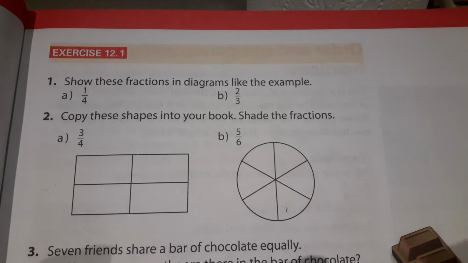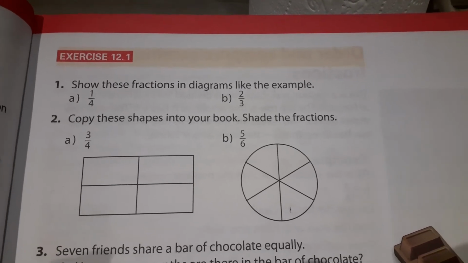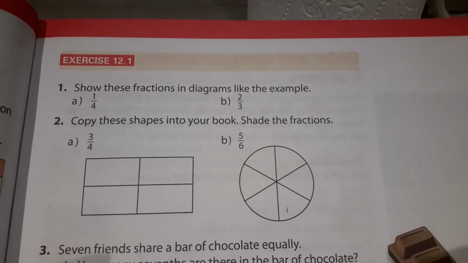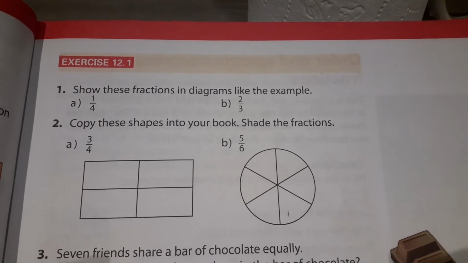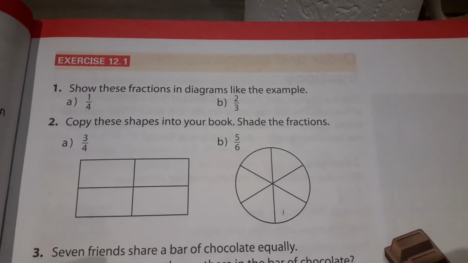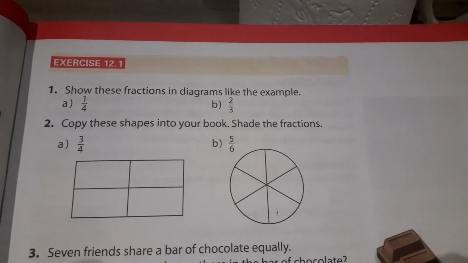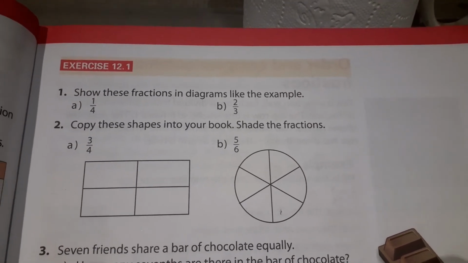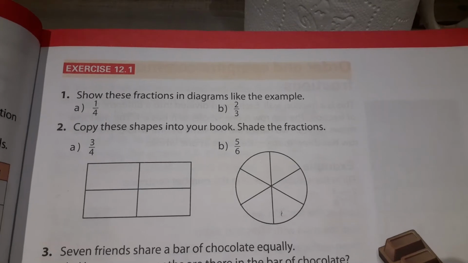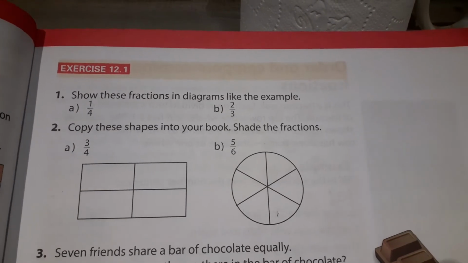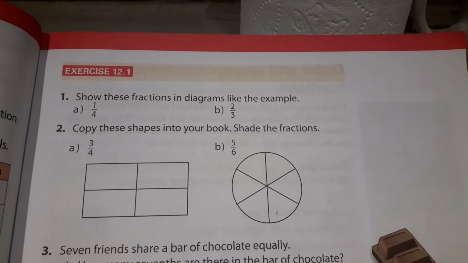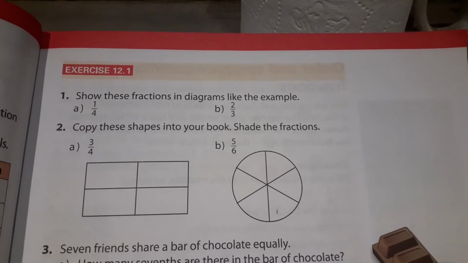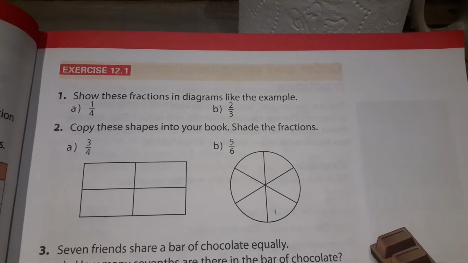Now you are going to do exercise 12.1 on page 63. The first question says, show these fractions in diagrams like the example. So you have 1a, 1 over 4, so 1 quarter, and b, 2 over 3, so 2 thirds. So we're going to go to the board and do that now.